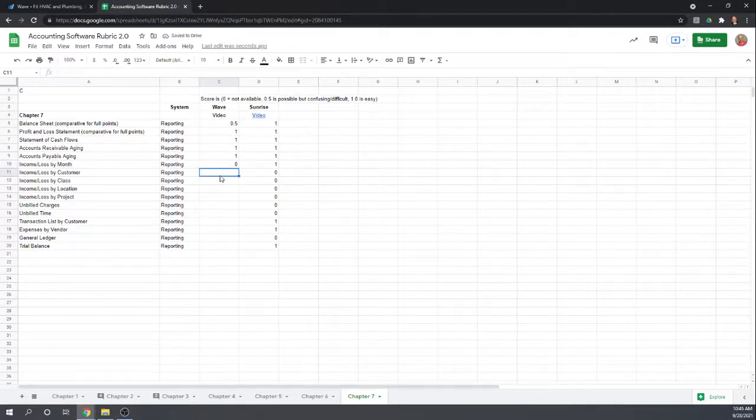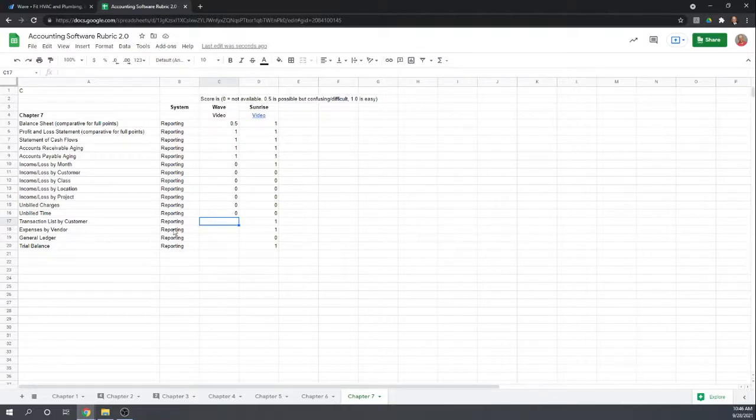Income loss by customer. I'm not just talking about invoices and payments from customers. I want expenses assigned to customers so we can calculate income and loss. Wave doesn't do that. We don't track expenses by customer, so we would never be able to create that report. Income loss by class. Wave does not track by classes, location, or projects, so we're not going to have those reports. Unbilled charges and unbilled time. Not going to have those reports because, again, we don't track unbilled charges and unbilled time in Wave. We can't track that.